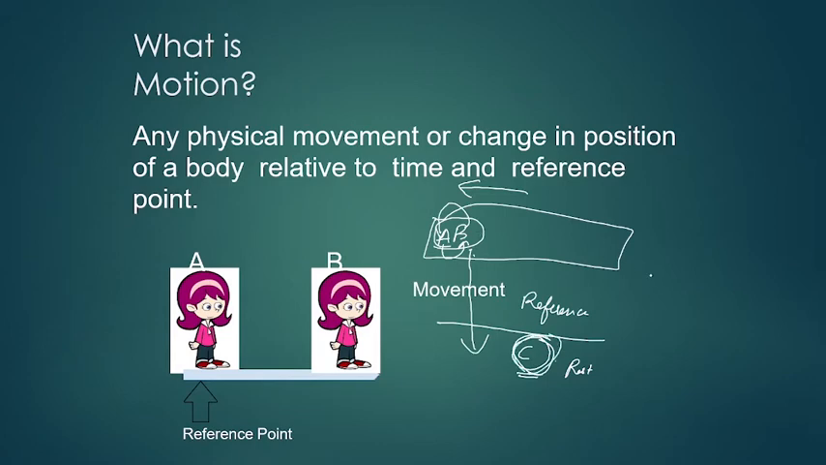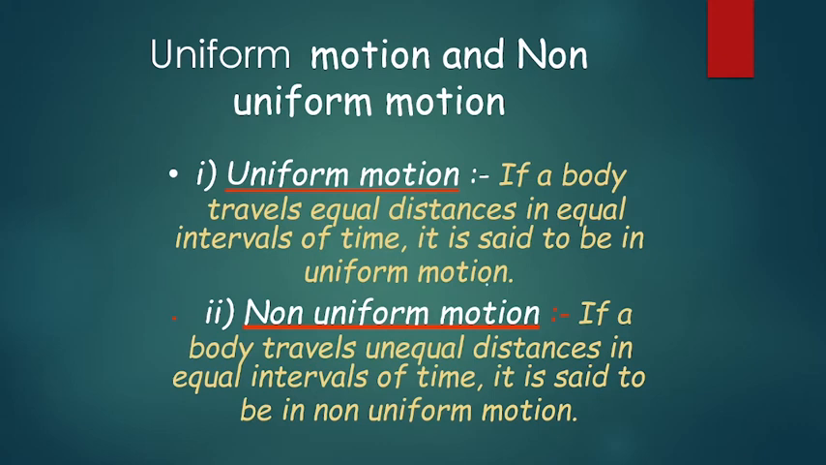So we can say that motion depends on two things. One is time and the other is reference, the point of reference. So I hope you are clear with what is motion. And now we have two types of motion. One is uniform motion and the other is non-uniform motion.